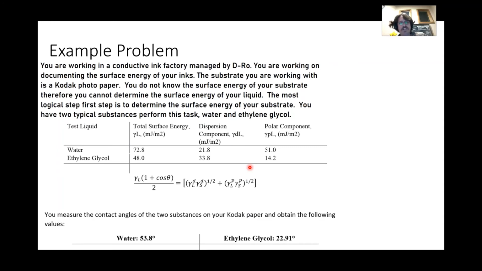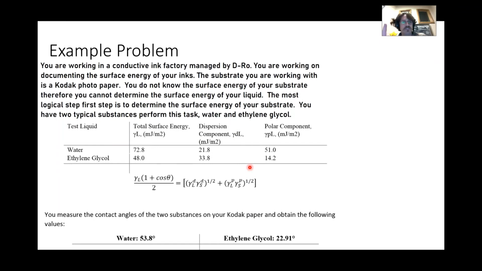So you're working in a conductive ink factory. In my past life, I used to do a lot of work with conductive inks. You want to document the surface energy of your inks, and the substrate you're working with is Kodak photo paper. So you need to know the surface energy of your substrate so you can determine the surface energy of your liquid. The most logical step is to determine the surface energy of your substrate.